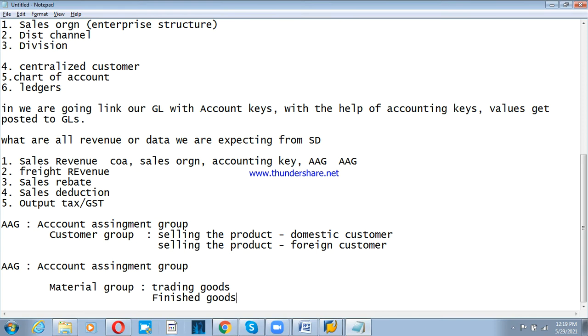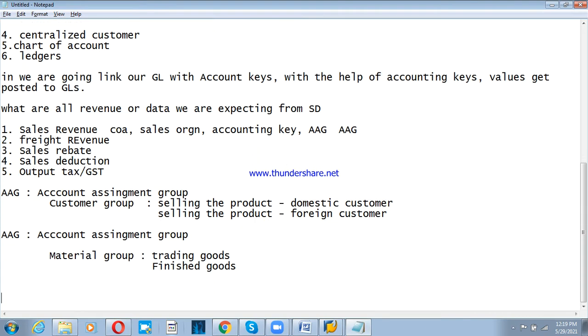So the difference between trading goods and finished goods is that finished goods means we are selling our produced goods. Whatever goods we produce, that we are selling to our customer. That is what we call finished goods.